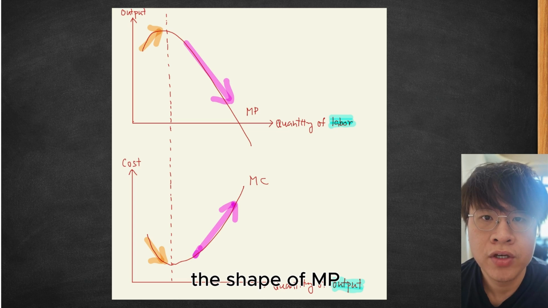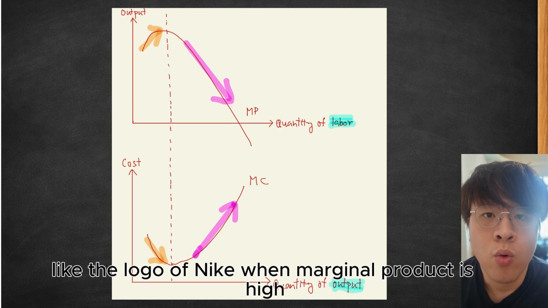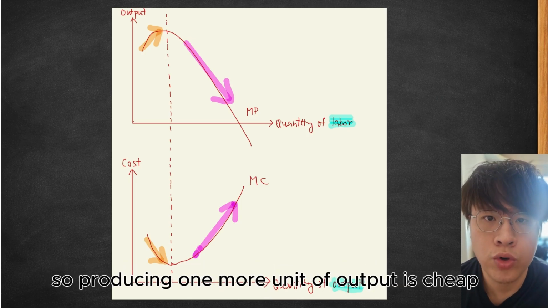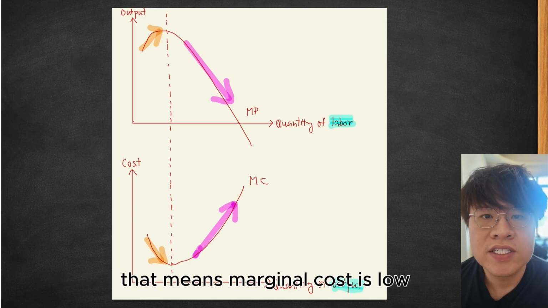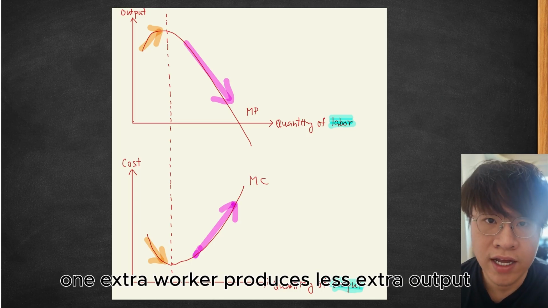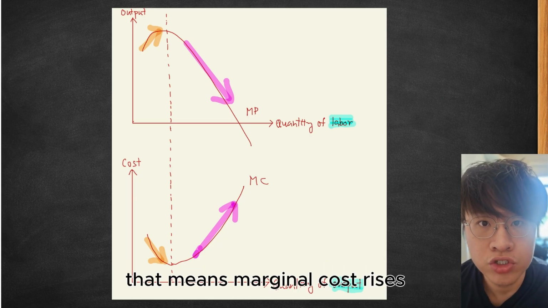The shape of the MP curve eventually leads to the MC shape, like the logo of Nike. When marginal product is high, one extra worker produces a lot of extra output. So producing one more unit of output is cheap. That means marginal cost is low. But when marginal product starts to fall, one extra worker produces less extra output. So producing one more unit becomes more expensive. That means marginal cost rises.